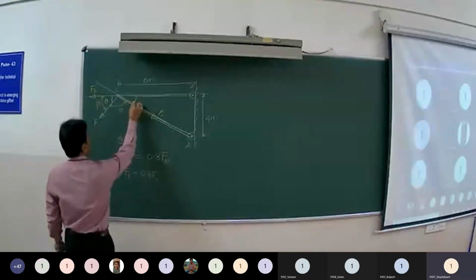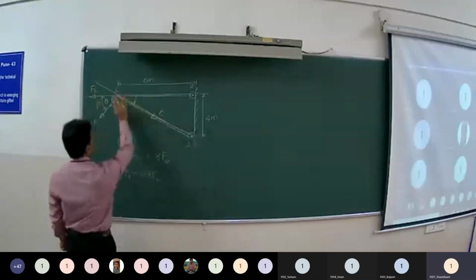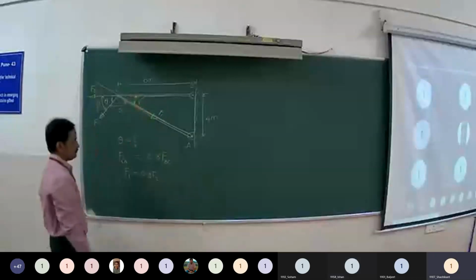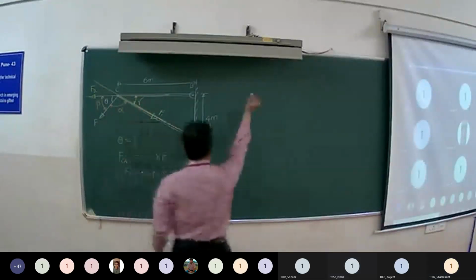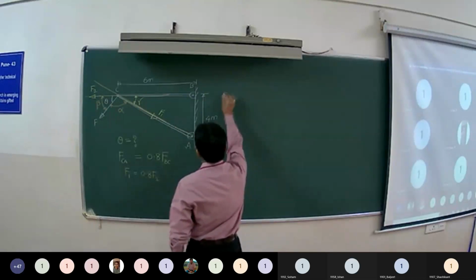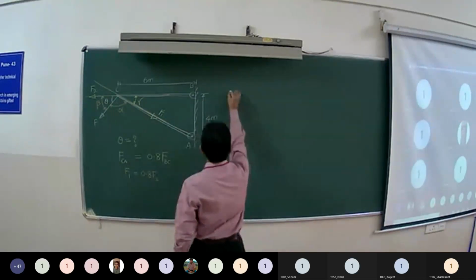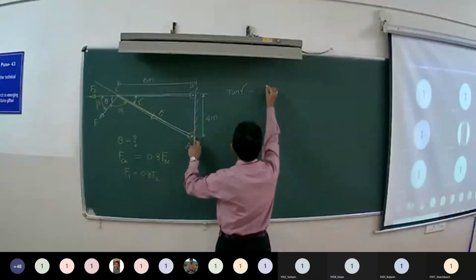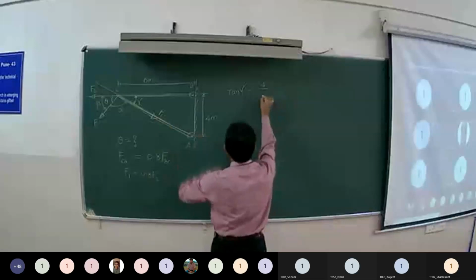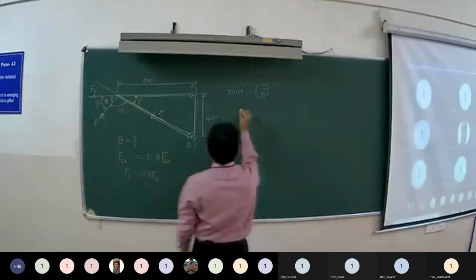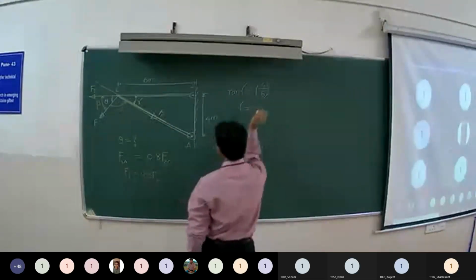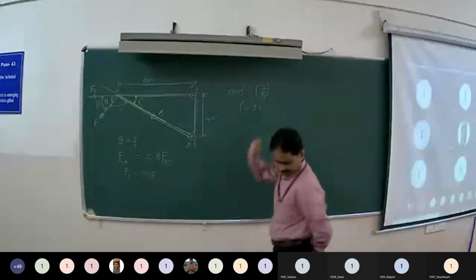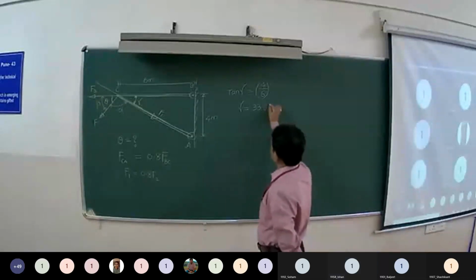Let us say in the right angle triangle ABC, I am considering angle C as gamma. So from the right angle triangle ABC, I can write tan gamma is equal to opposite side, that is 4, upon adjacent side 6. That gives you angle gamma, 33.69.